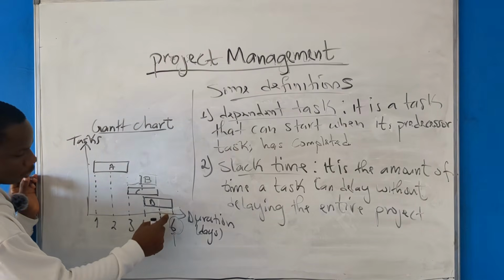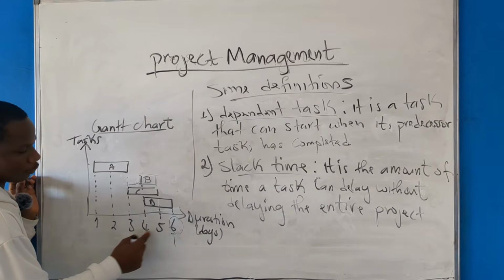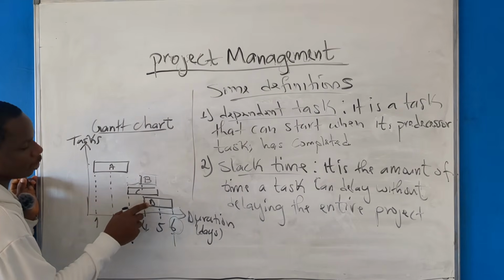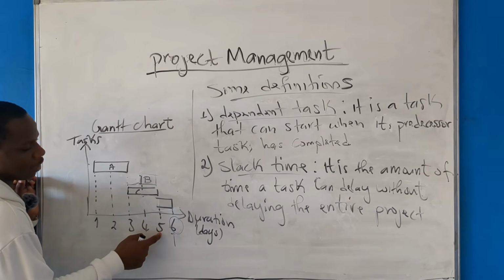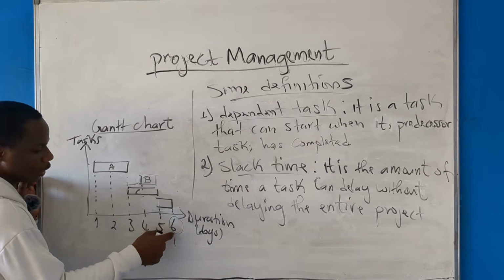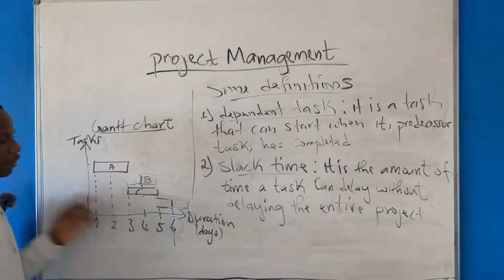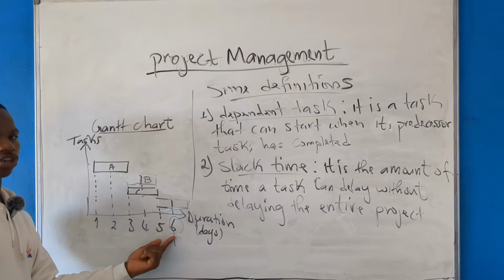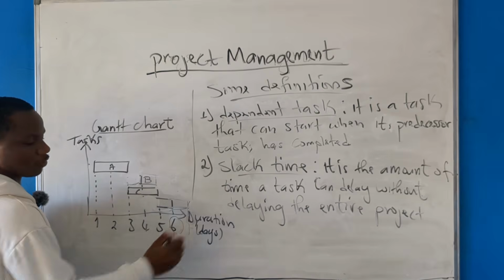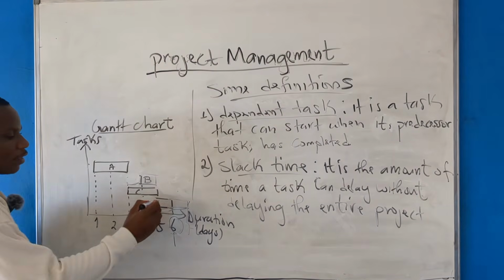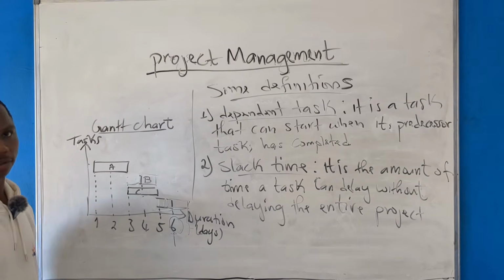Now let us take something like task G. Task G needs 2 days to execute, starting at day 4, ending at day 6. Imagine that he delays for 1 day, so instead of starting at day 4, he starts at day 5. If he's starting at day 5 and he needs 2 days, he'll be doing day 5 to day 6, then day 6 to day 7. That's a problem because he's already extending the duration date of the project. The project was supposed to take 6 days, but now because of this delay, the project will take 7 days. So G cannot have a slack time because he's delaying the project. Take note of that.